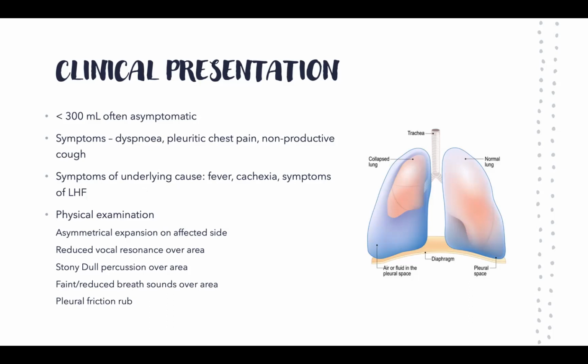In clinical examination, we might see an asymmetrical expansion, so decreased expansion on this side of the lung. So this is our right lung, so it'll be decreased expansion on the right. We'll have reduced vocal resonance over the area. So once we ask the patient to say 99, we might hear a reduced vocal resonance due to that fluid that's there, making sound harder to travel through the chest.